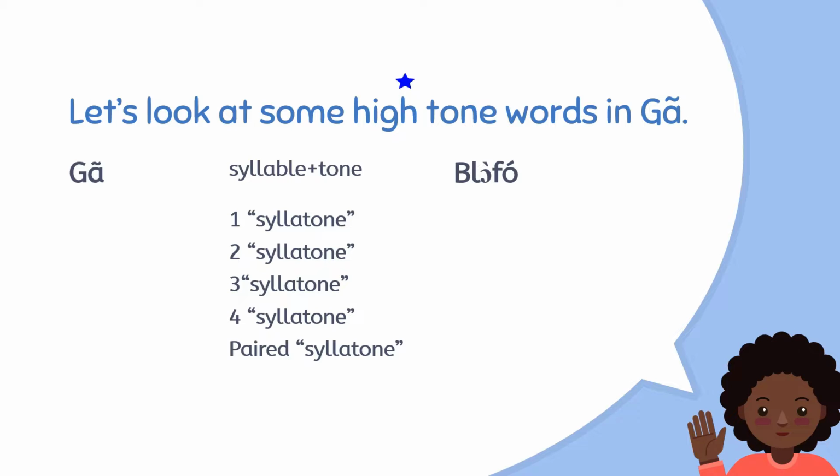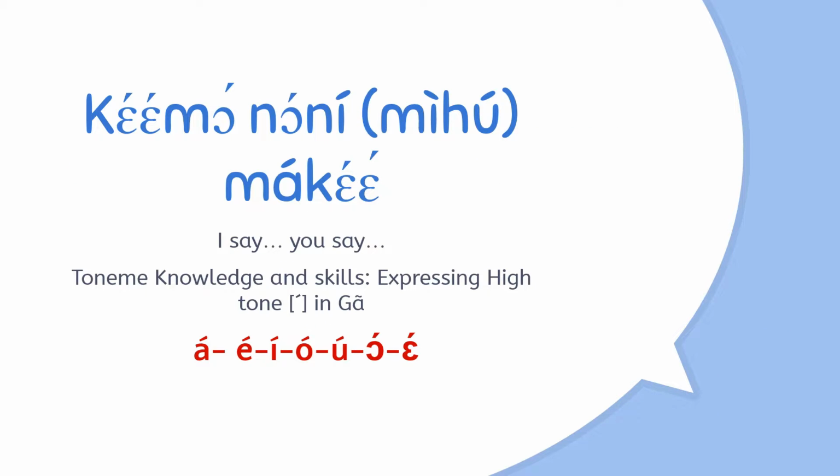Let's look at how high tones play out in Ga words. We will look at these words using syllables and tones. Let's call them sillatones. Let's look at how high tone plays out in 1 sillatone, 2 sillatone, 3 plus sillatone, and 3rd sillatone words.